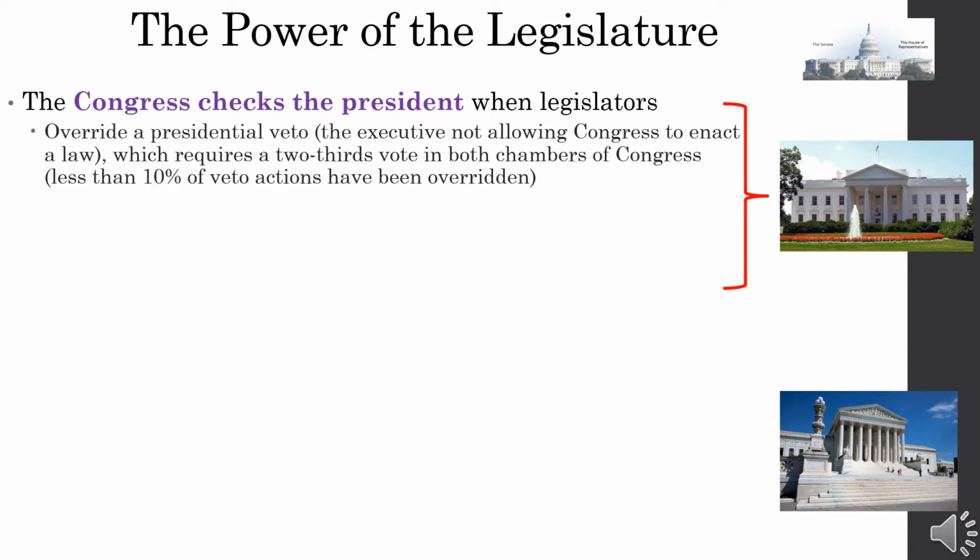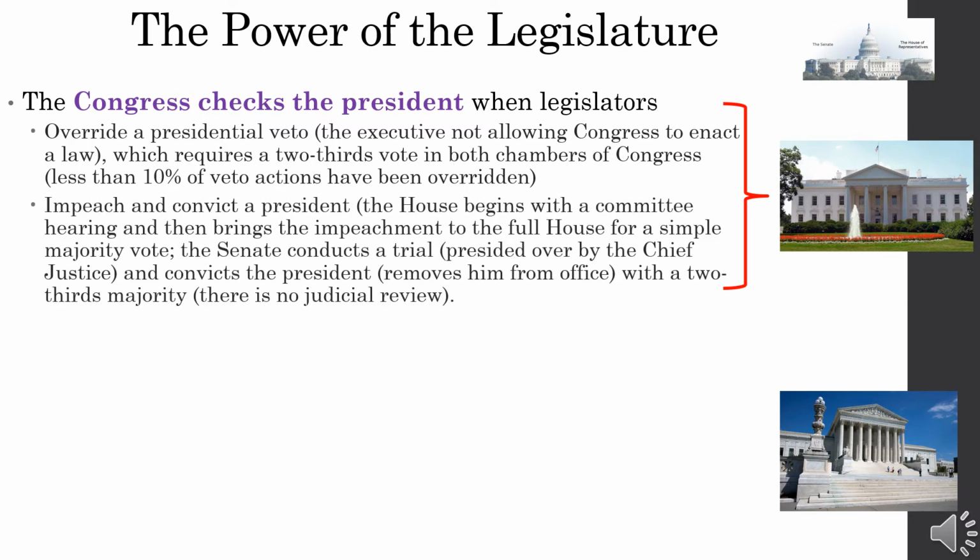How hard is it to do this? Less than 10% of veto actions have been overridden. Less than 10% of the time can Congress tell a president, this is going to be a law even if you don't want it to be one. The second thing they can do is impeach and convict a president. They can remove a president of the United States from office. The House of Representatives begins with a committee hearing.